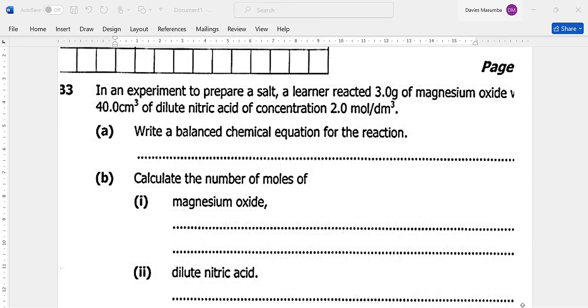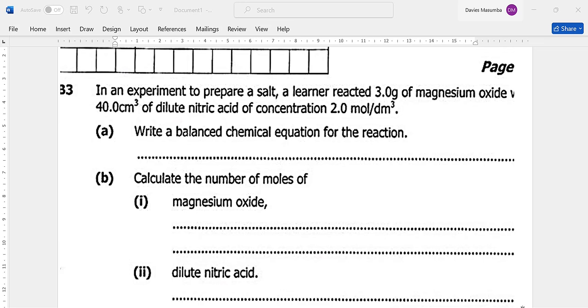In today's video I'm going to revise a question coming from More Concept, which was sent to me by one of my students in my Telegram group. Alright, so let's read the question, which says: in an experiment to prepare a salt, a learner reacted 3.0 grams of magnesium oxide with 40.0 cubic centimeters of dilute nitric acid of concentration 2.0 moles per cubic decimeter.